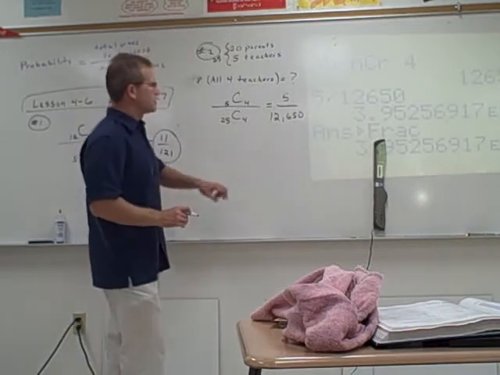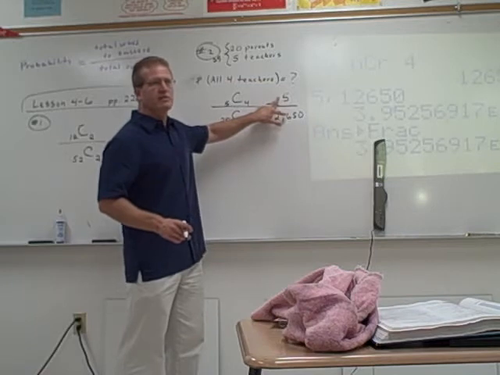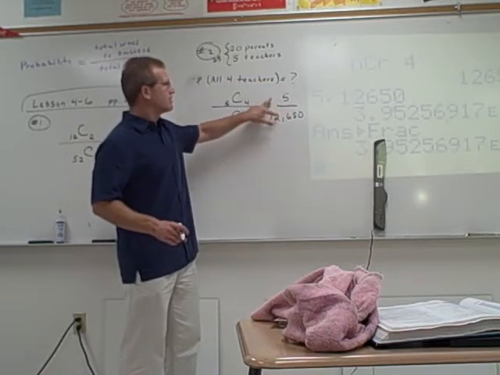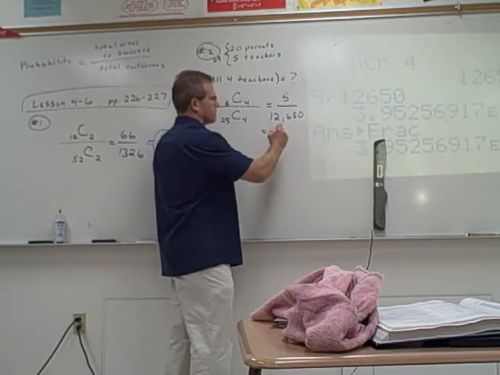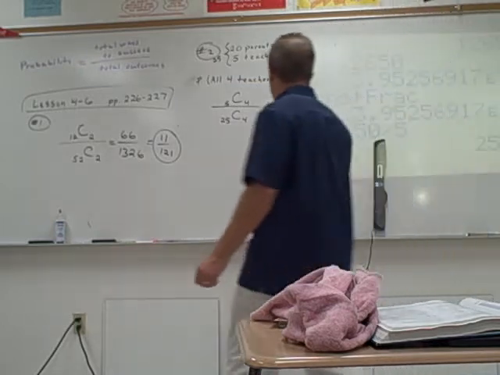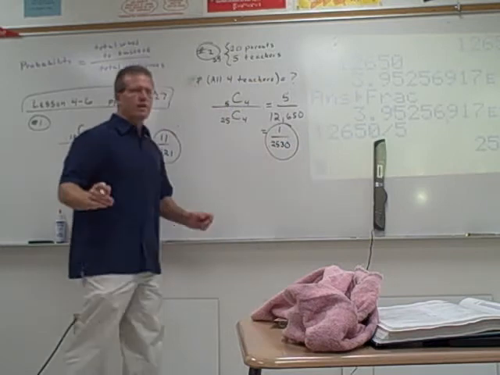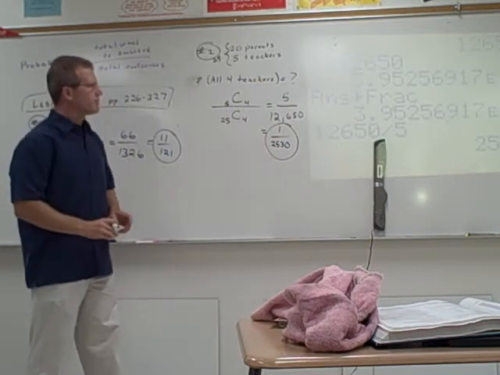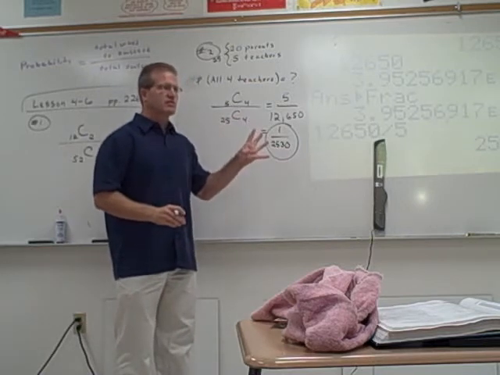But I know I can reduce this because if this is a 5 and this ends in a 0, what can I divide these both by? Should be able to divide them both by 5, right? So let's do that. 5 divided by 5 would be 1. 12,650 divided by 5, 2,530. So what this is saying is that if I randomly picked 4 people to be on this committee, only one time out of 2,530 would I get all teachers.